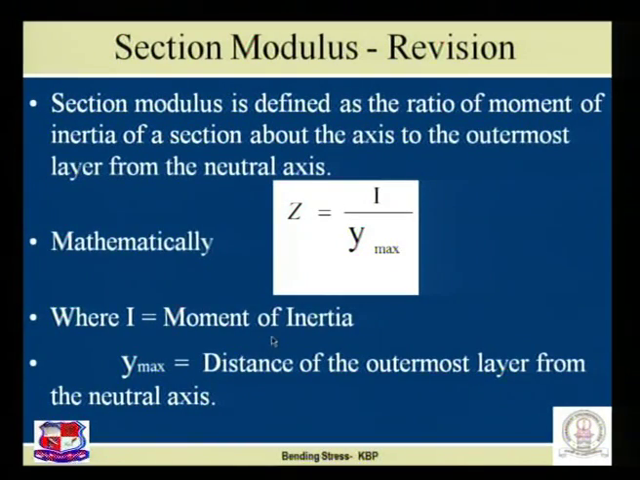Now, what is section modulus? Section modulus is defined as the ratio of moment of inertia of a section about the axis to the outermost layer from the neutral axis, that is Z is equal to I by y max, where I is the moment of inertia, y max is the distance of the outermost layer from the neutral axis.